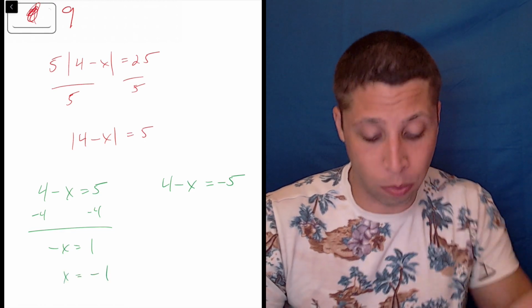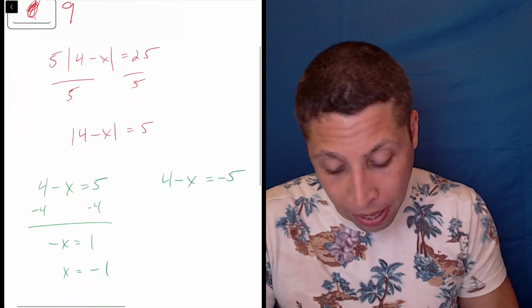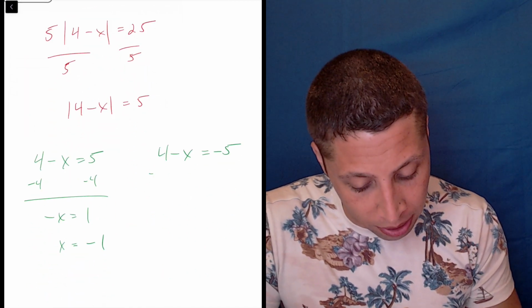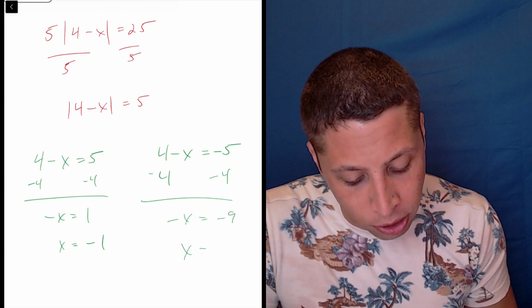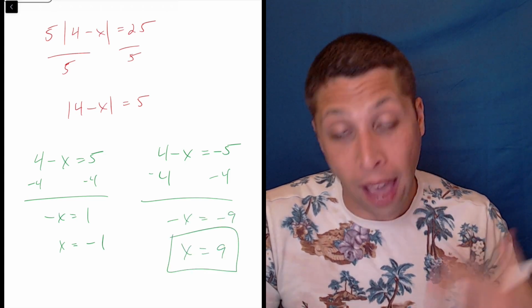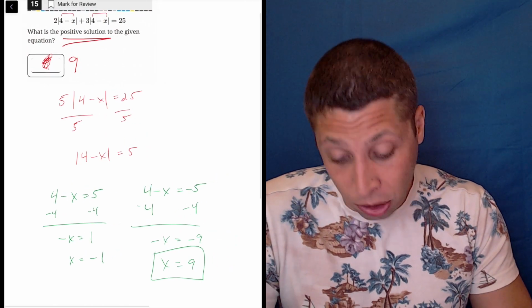So that is a solution. We said that before, but that's not what they wanted. They wanted the positive solution. And then here, I would do the same thing. Subtract 4, negative x is negative 9. So x is positive 9. And there's the proof. It's not so bad.